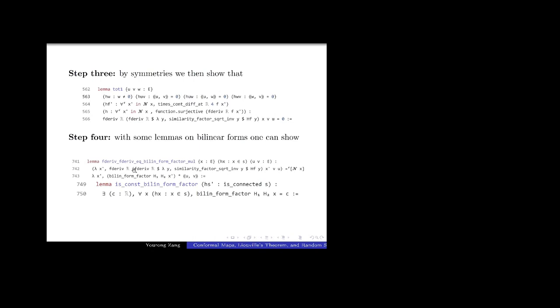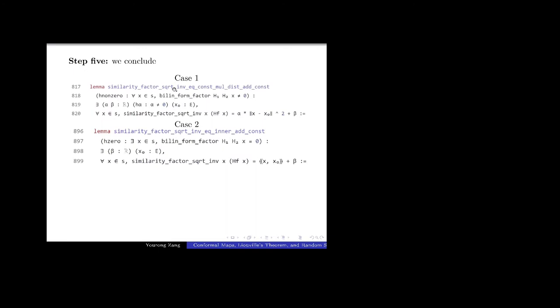And we integrate this differential equation twice, and we get two cases. Case one is when the bilinear form factor is non-zero. I wrote this for all because it's better if we do this, and then we can make easier cases in further proofs. If the bilinear form factor is non-zero, then the inverse of the similarity factor at x is a constant times the distance between x and some fixed point x naught, plus beta, a real constant.